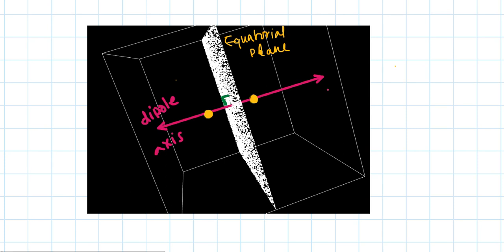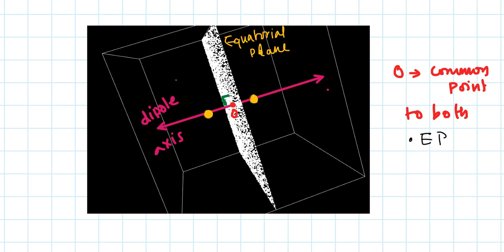These two geometrical objects, which are the dipole axis and the equatorial plane, actually pass through the dipole center O. So dipole center O is a common point to both the geometric figures, which are the equatorial plane EP and the dipole axis DA. I am writing it in short just in order to save space and time.